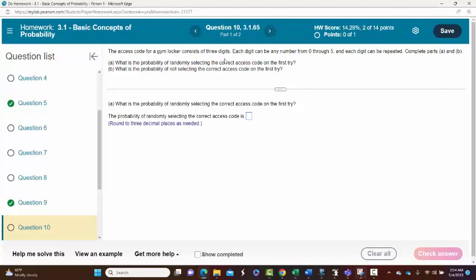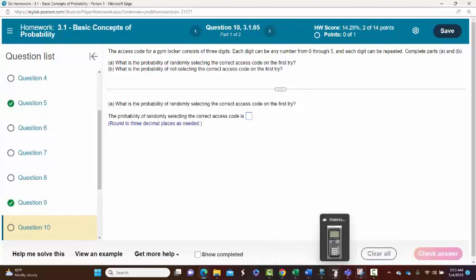All right, gym locker, 3 digits. Each digit 0 through 5. So it's specifying. If it just says digits in general, you would assume it's 0 to 9. Anything else they have to mention. Digits can be repeated. So what's the probability of selecting it correctly on the first try?